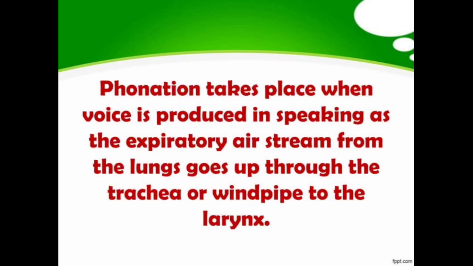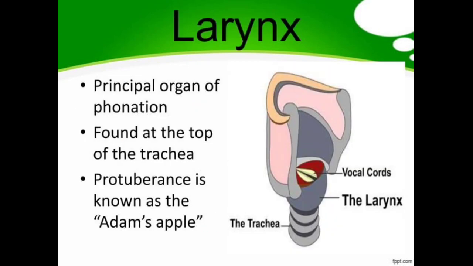Phonation stage. Phonation takes place when voice is produced in speaking as the expiratory airstream from the lungs goes up through the trachea or windpipe to the larynx. The larynx is the principal organ for phonation. It is found at the top of the trachea. The protuberance is known as the Adam's apple.